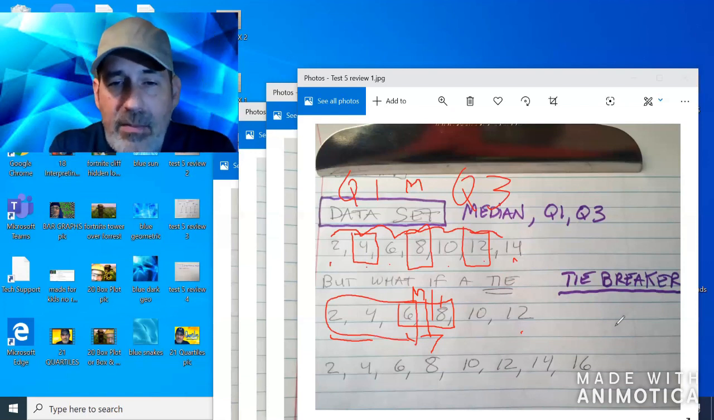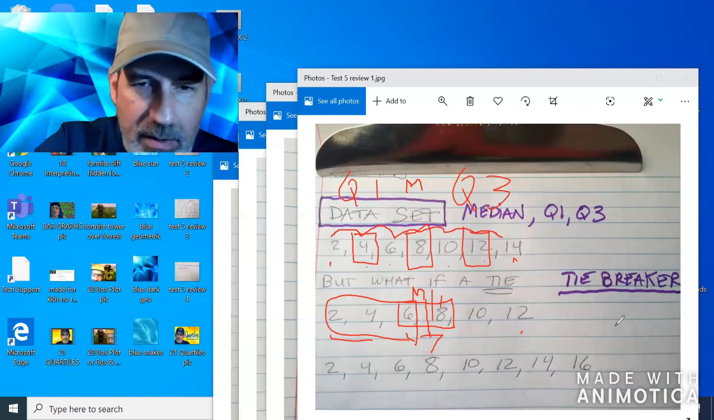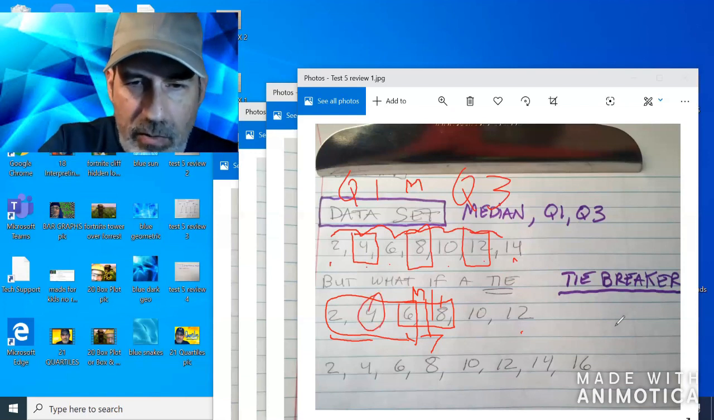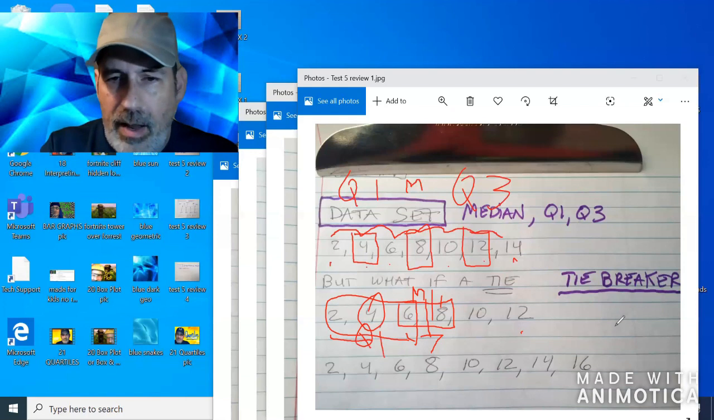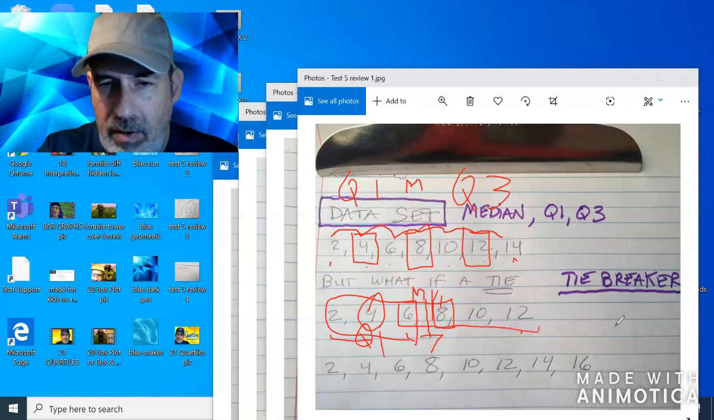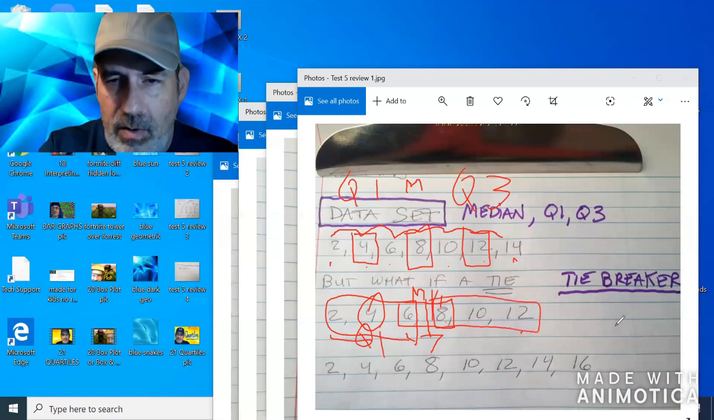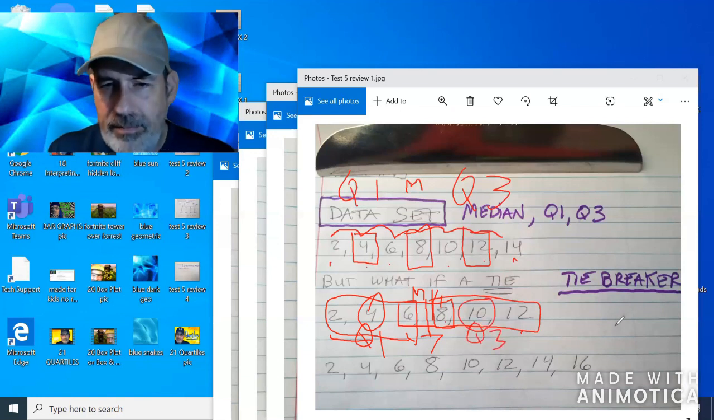So now I can find the middle of those 3 numbers. 4 is going to be my Q1, okay? And then over here, the 8 is still a part of this. So 8, 10, 12. The 10 is my Q3 here, okay?